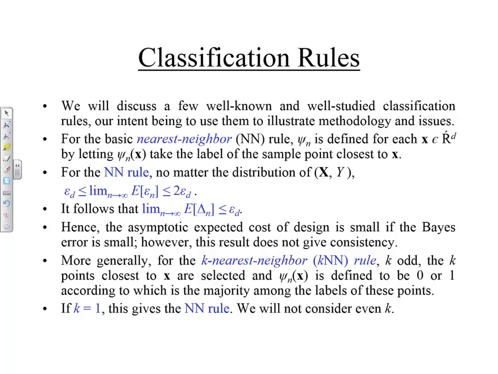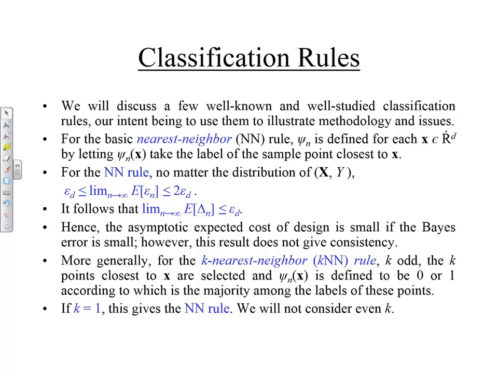And this you can do just by using the triangle inequality. This is bounded between epsilon d and 2 epsilon d. You have the formula for delta n, the expected value of delta n. Just use the triangle inequality or some variation of that, and you will get this. So the asymptotic expected cost of design is small if the Bayes error is small. However, this result does not give consistency. This is not telling you that as n goes to infinity this error is going to become very small. So it's not consistent, even when the sample size becomes large.